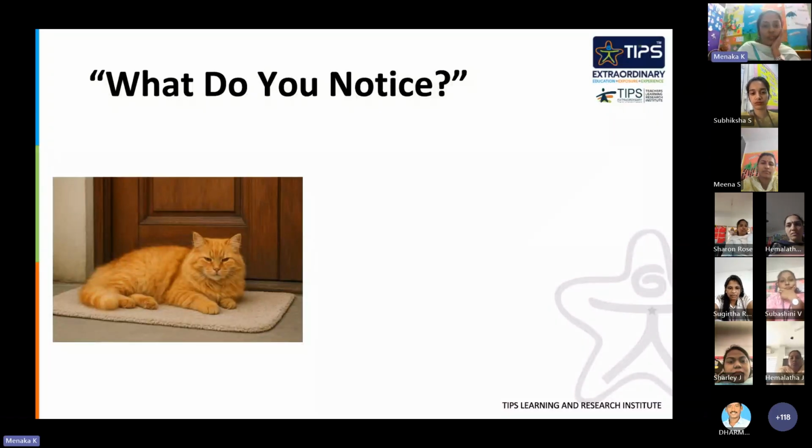I want you to frame one particular sentence looking at the picture. The cat on mat. Okay. Cat lying on mat looking forward food. A cat lying on the mat. Okay.